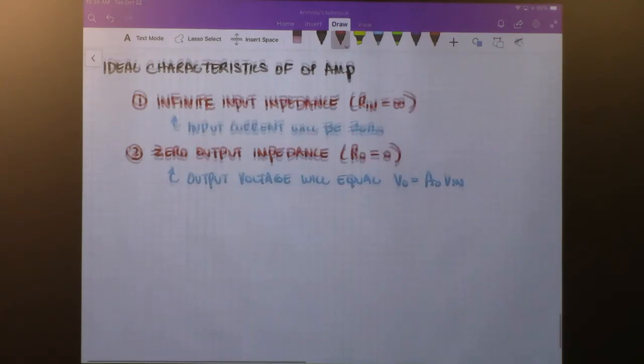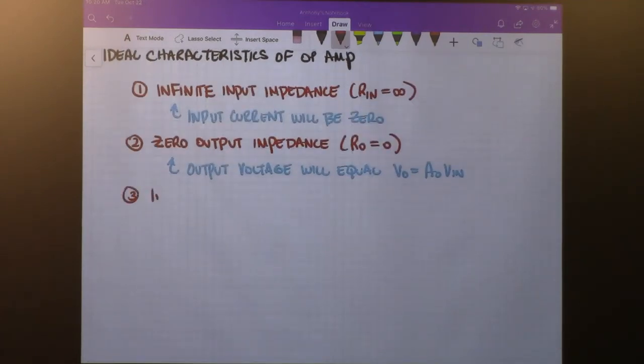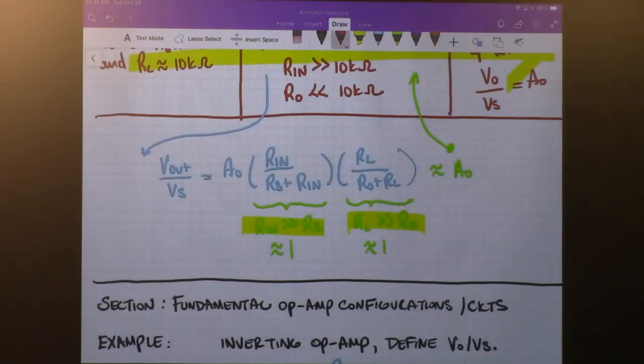Okay, the third one is going to be infinite open loop gain. So this value here is going to be equal to infinity, which may not seem like intuitively a good thing right off the bat, but we'll see how that comes into play later on when we talk about the closed loop configurations.